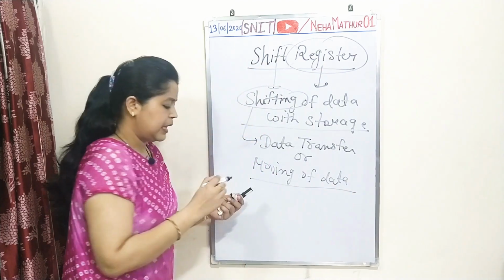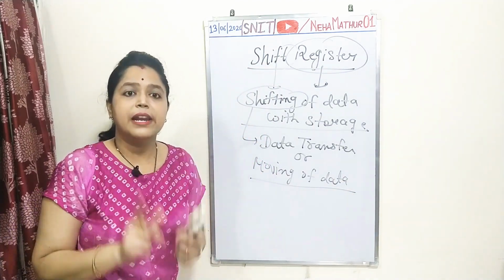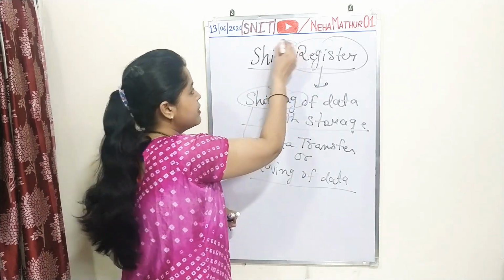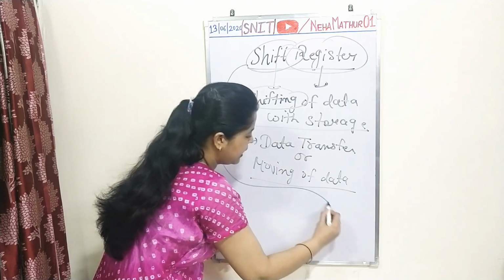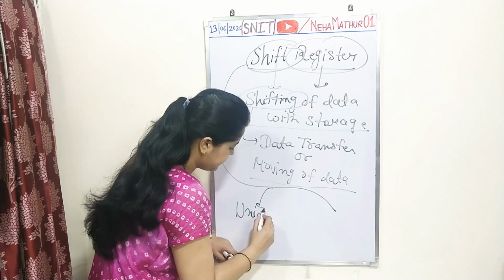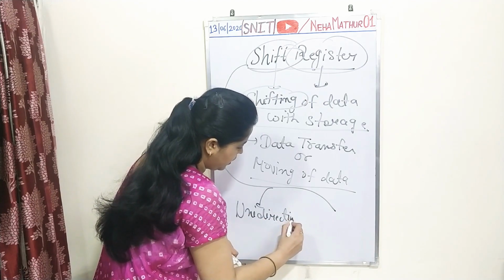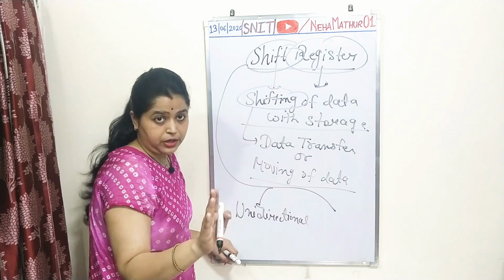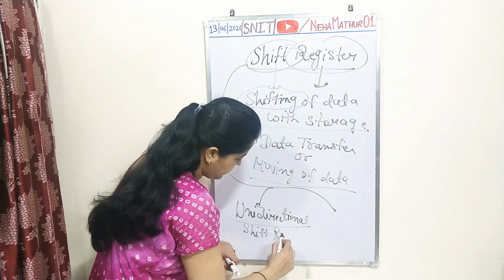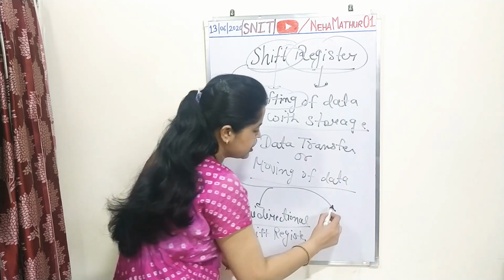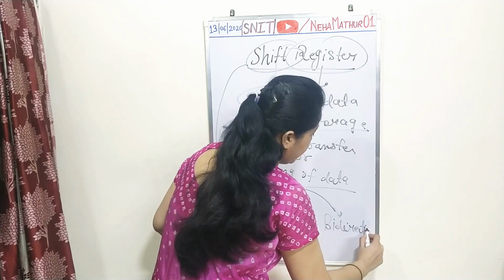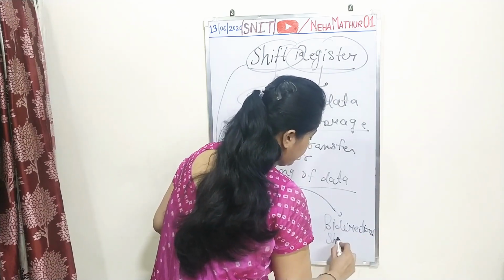So the important thing is direction. On behalf of direction, shift register divides itself into two categories. The first is unidirectional shift register, and the second is bidirectional shift register.